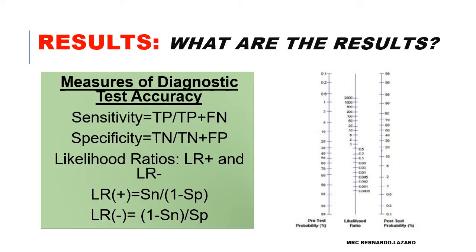You see that the values on sensitivity and specificity allow you to compute for the likelihood ratios, which you will plot in the nomogram alongside with the pretest probability. So I hope you know how to do it.